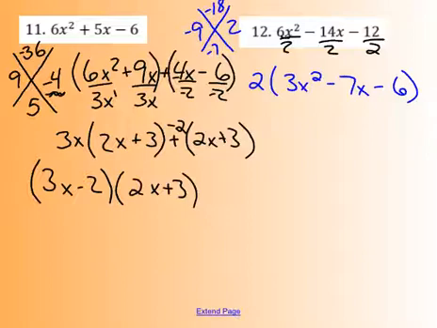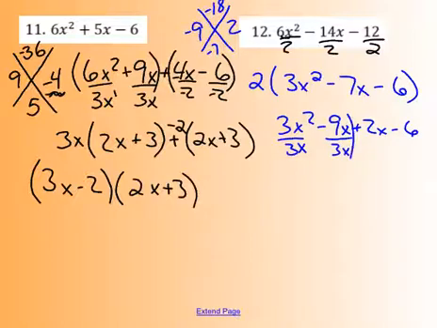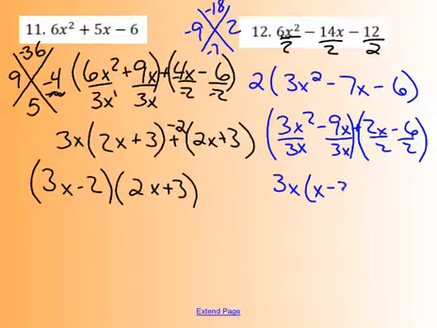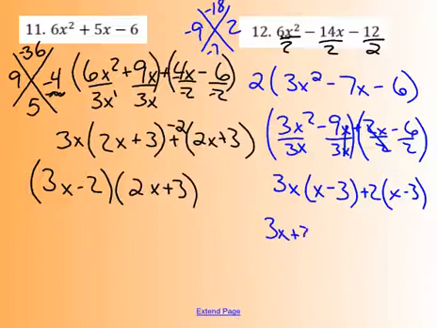So I might write something like 3x squared minus 9x plus 2x minus 6. Here I would say this is 3x and 3x. Here is 2 and 2. So this is going to be 3x with an x minus 3. Those cancel. Plus 2 times x minus 3. So this is 3x plus 2 times x minus 3.